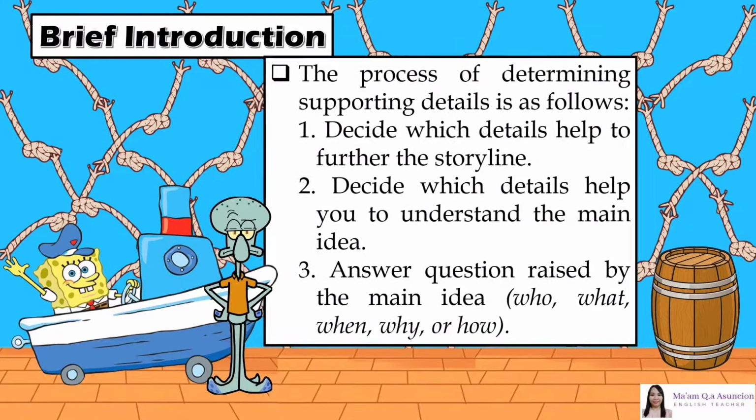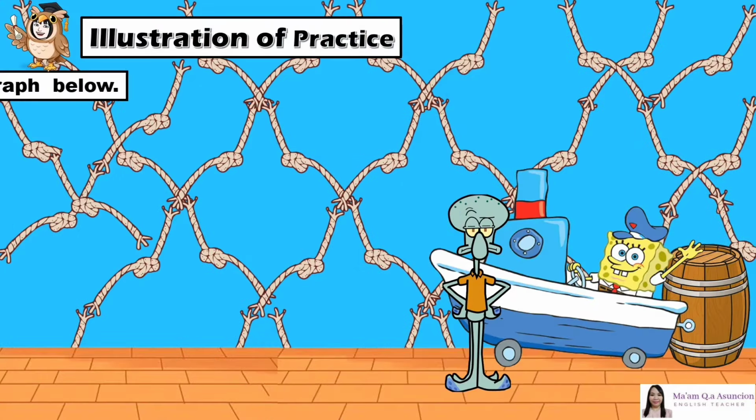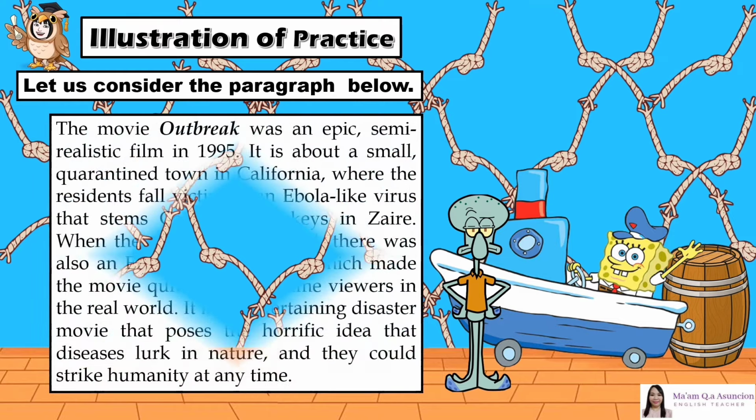The process of determining supporting details is as follows. 1. Decide which details help to further the storyline. 2. Decide which details help you to understand the main idea. 3. Answer question raised by the main idea: who, what, when, why, or how. Let us consider the paragraph below.